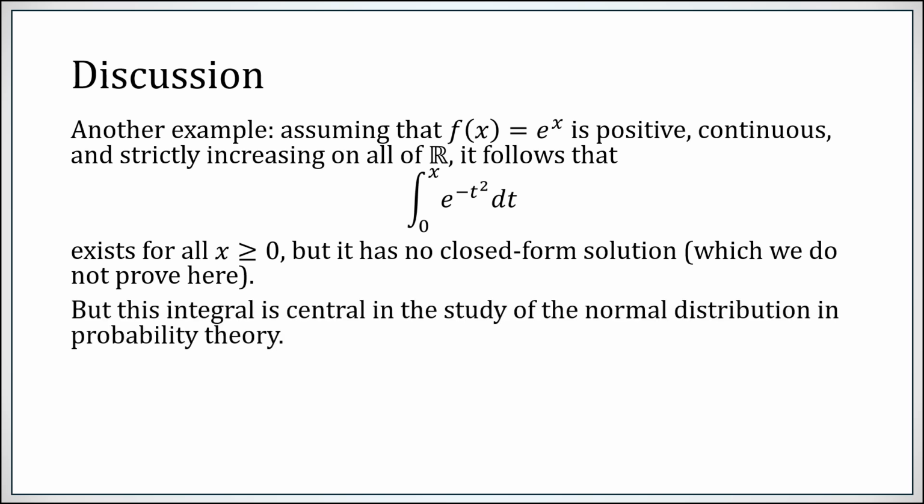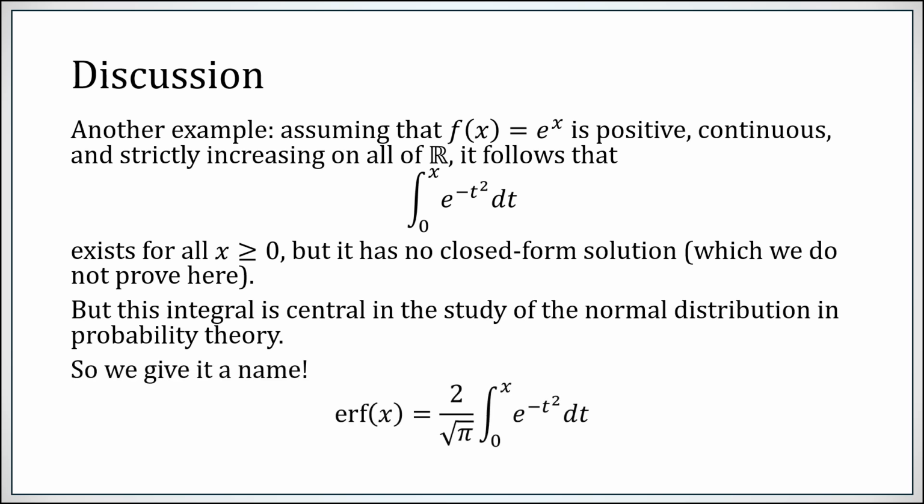Okay, and we're not going to prove that there exists no such solution to this integral problem, but this integral is very central to the study of normal distribution in probability theory. We work with it all the time. Just because we don't have a nice little box around an answer doesn't mean it's not something we can discuss, define, and work with. Okay, so in fact, we do give it a name. We call it ERF of x to be this integral times 2 over the square root of pi. Error function is what it stands for.